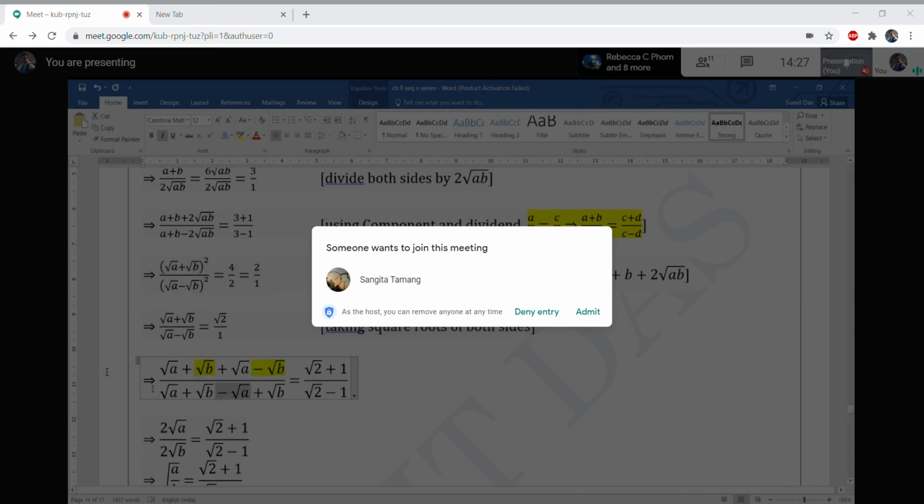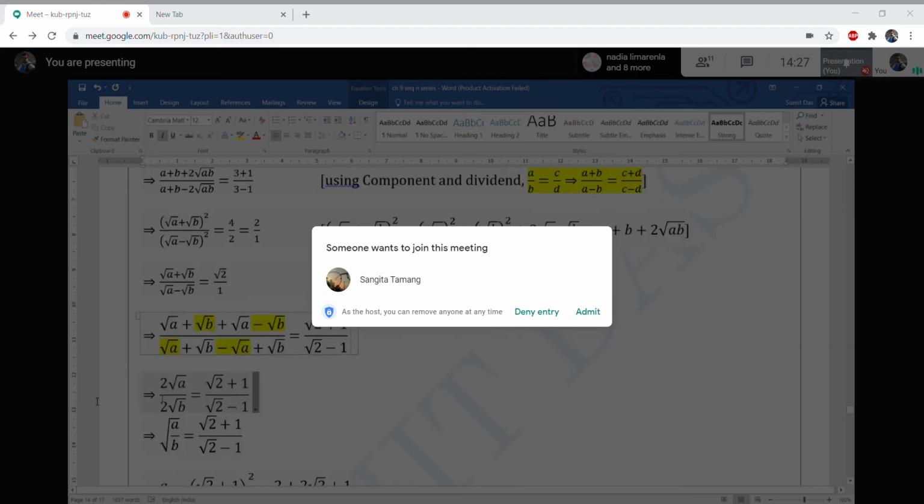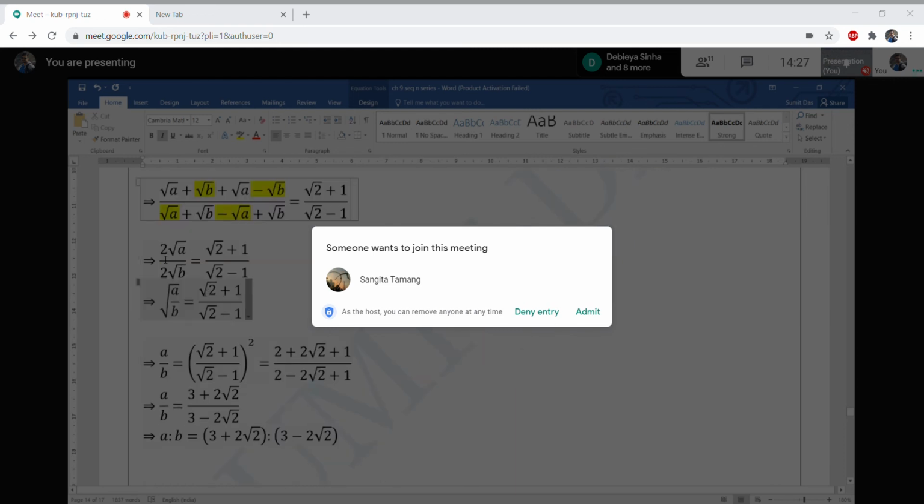Similarly on the denominator, the plus square root of a and minus square root of a will be cancelled. So the numerator will be 2 square root of a, the denominator will be 2 square root of b. So the 2s cancel, it will be square root of a by b. Then on the right hand side nothing is changing. Then if we take the whole square on both sides, it will be a by b is equal to (square root of 2 plus 1) whole square divided by (square root of 2 minus 1) whole square.